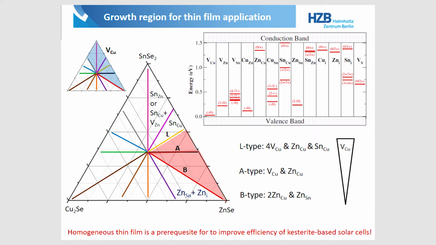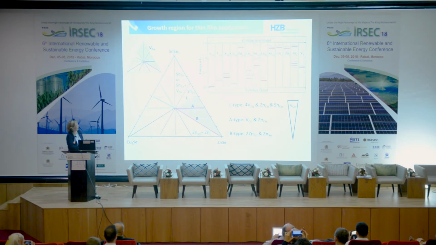So you have copper vacancies and zinc on copper. These are both shallow. But if you would like to have more copper vacancies, you should go in this area more to the L-type. And if you go in this area, so AB-type mixture, you will have fewer vacancies. Just to remind you of the defect diagram here. So A-type or AL or AB-type mixtures would be, I think, a preferable region to grow your thin film.